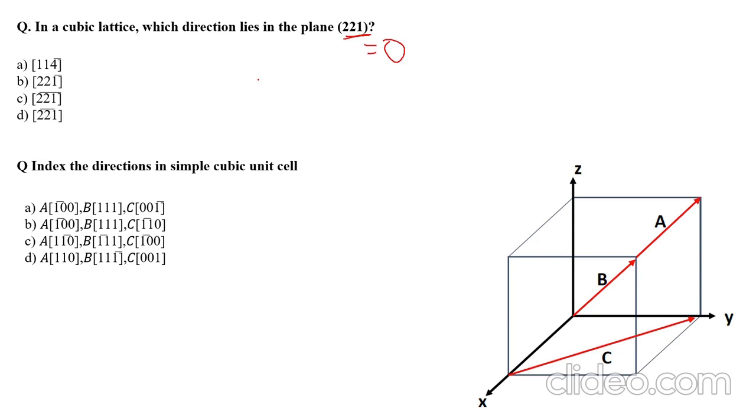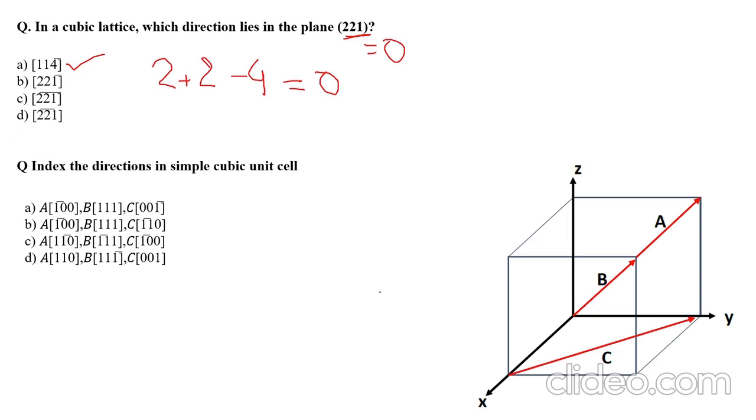Option A. So we can find the dot product between the two. That will be 2 plus 2, and this is minus 4 bar, so minus 4 and 1. So you have minus 4. So the overall dot product will be 0. So option A is the right option. So direction 1 1 4 bar will be present in the plane 2 2 1.